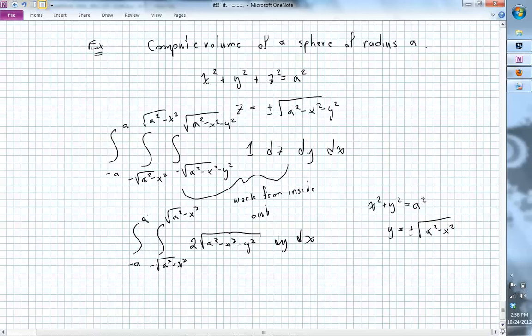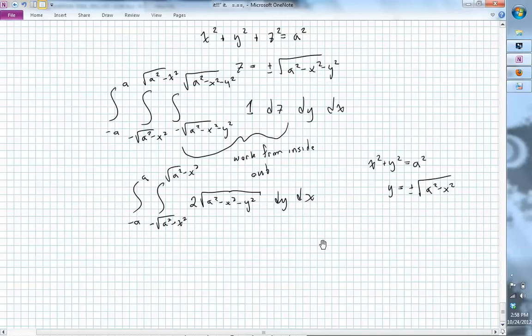At this point, if you want to go polar, by all means, go polar. So this looks like a good candidate for polar. That circle of radius a is very easily described in polar coordinates. r goes from 0 to a, theta goes from 0 to 2 pi. The thing underneath the square root becomes what? a squared minus r squared, exactly. Good. And dy dx becomes r dr d theta.